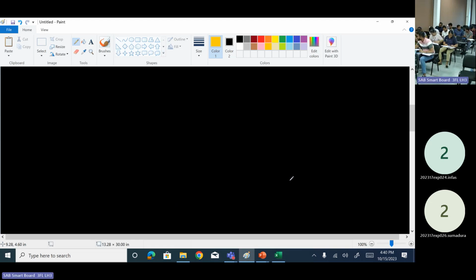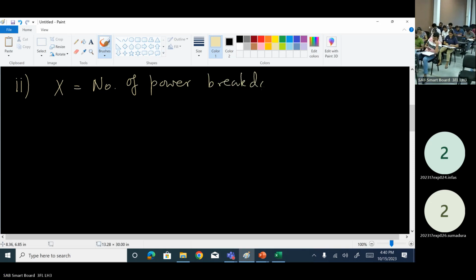The next one: at least 3 in the next 2 months. The second part is the number of power breakdowns in 2 months. So lambda needs to be found.